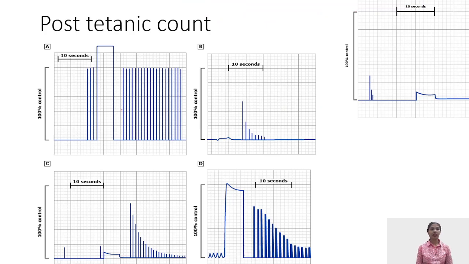This is your post-tetanic count. Like you had given a stimuli, but you were not able to see it properly or the amplitude was very less. Then a tetani was given, and after that single twitches were given and the amplitude increased. And this also is only possible in non-depolarizing blocks. In non-depolarizing blocks, this fade phenomena can be seen, whereas in depolarizing blocks, no fade phenomena is seen.